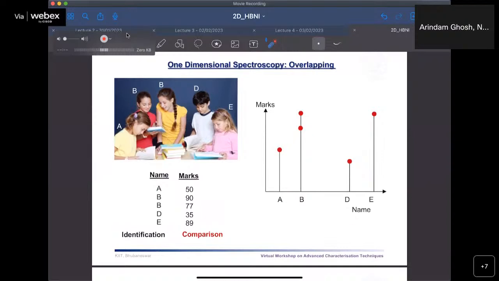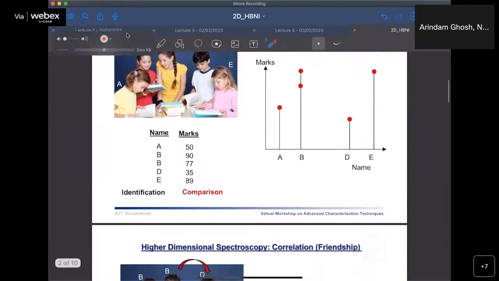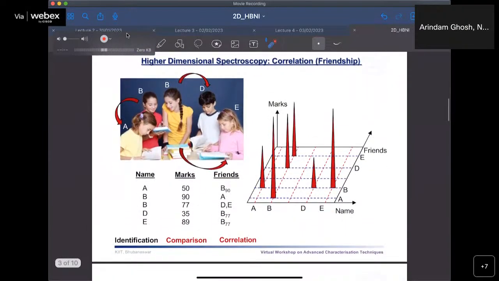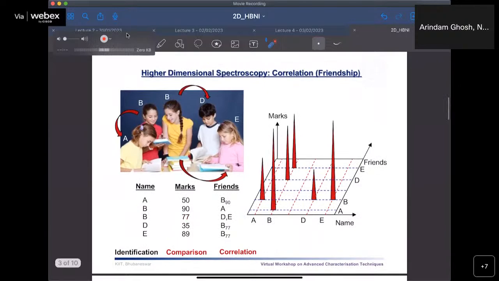This is the situation you get when 2 spins have exactly the same chemical environment, so their peaks are on top of each other. In that situation, we have an identification problem. And whenever you have an identification problem, the solution is basically 2D. Here also I'm going to give you the solution, and the solution is that you need to bring in another correlation. So one is identification, the names, where 2 names are the same. Then I have comparison, the marks, and then I have correlation. What is the correlation? Correlation is who is friends with whom.